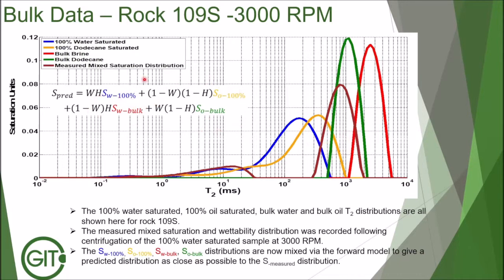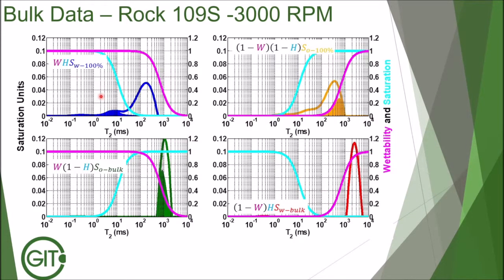This is the forward model's equation shown here, where W is the wettability distribution function, and H is the saturation distribution function. This slide shows the final saturation and wettability distributions in light blue and pink generated via fitting of the data shown on the last slide.